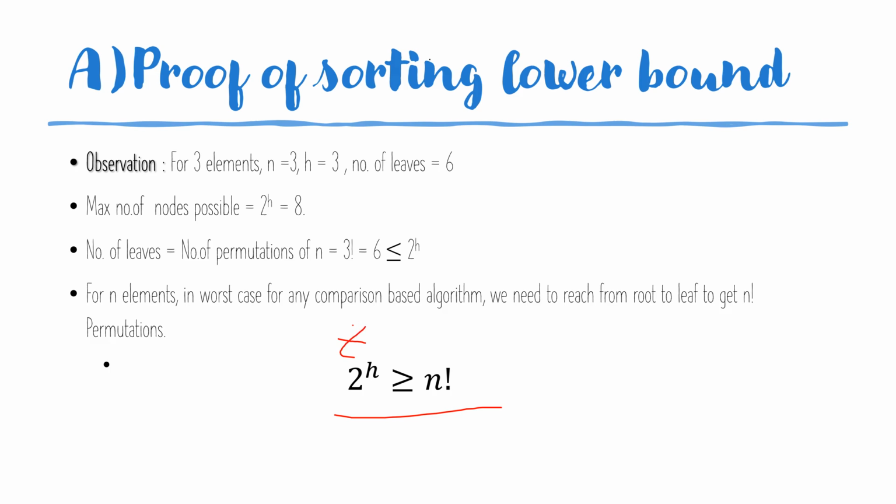That is, we got 8 as the maximum number of nodes in the previous problem for n equal to 3, and we got 6 possible nodes, so the number of leaves is 6. The number of possible nodes is 8, but we got only 6. So we derive this generalization that 2^h is greater than or equal to n!.